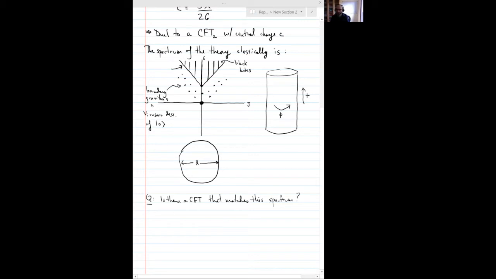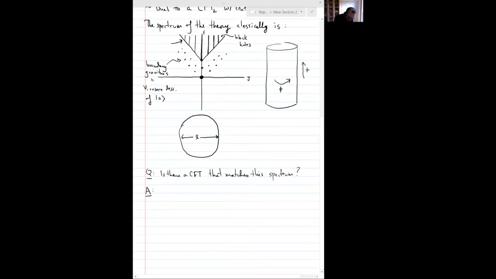So I'm going to answer this question. I won't be able to give a proof that my answer is correct, but I will describe some evidence for this answer, which is that the answer is no. But I'll describe how there is a very small modification to this proposal that works. Okay? So we could then ask a follow-up question, which is, is there a theory that almost matches the spectrum?